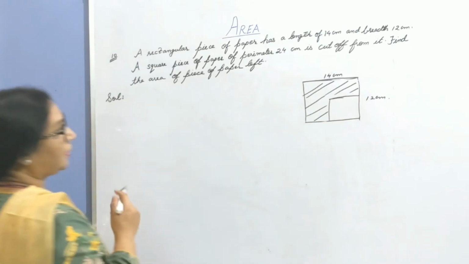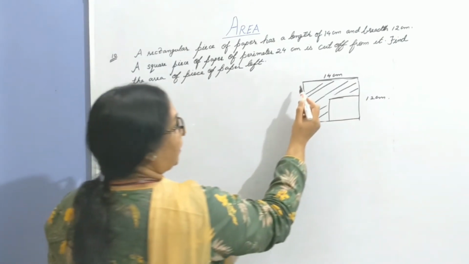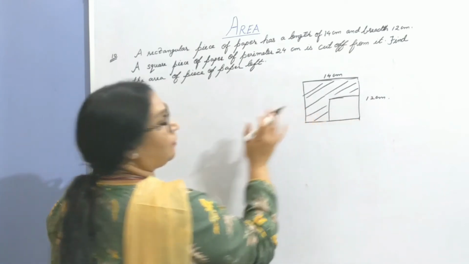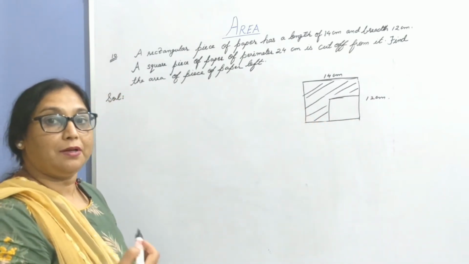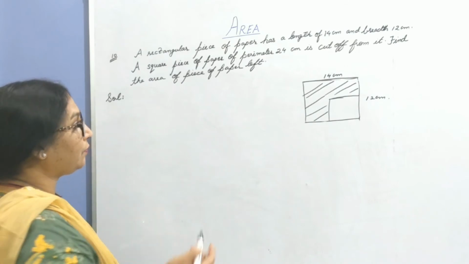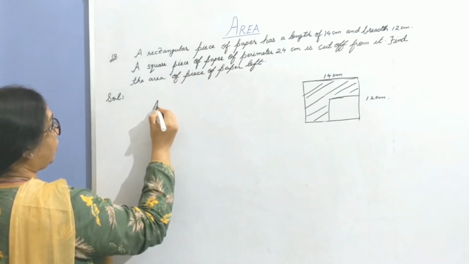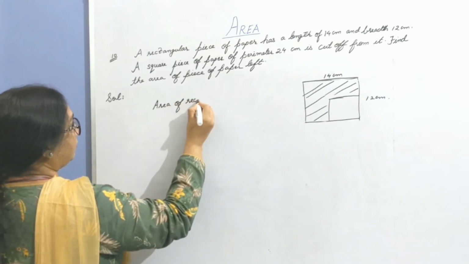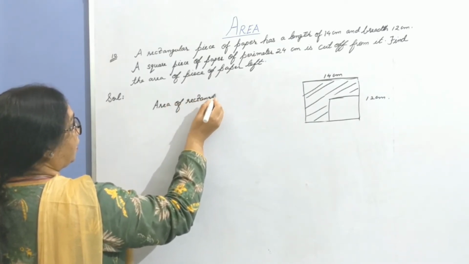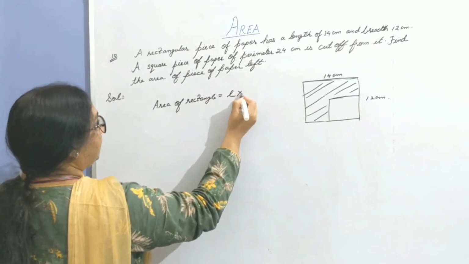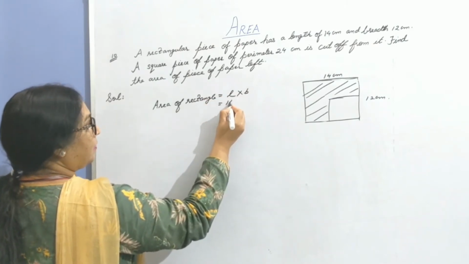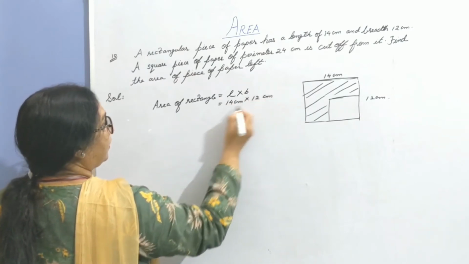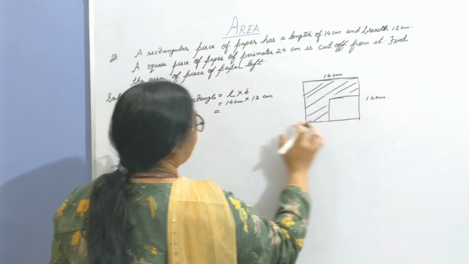So how will you proceed? First, from the area of the rectangle, if we remove the area of the square, we get the area of the paper left. So what is the area of rectangle here? Area of rectangle equals to length into breadth. Length is 14 centimeter and the breadth is 12 centimeter. So let's find the area of this complete piece of paper.